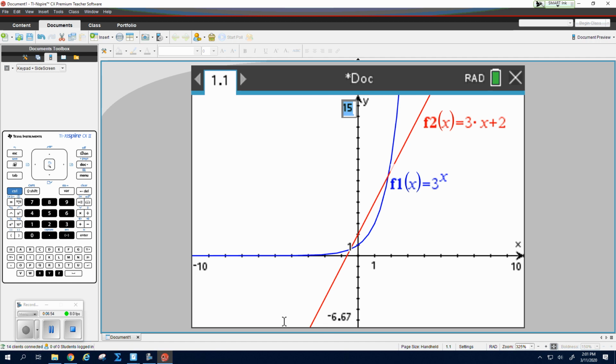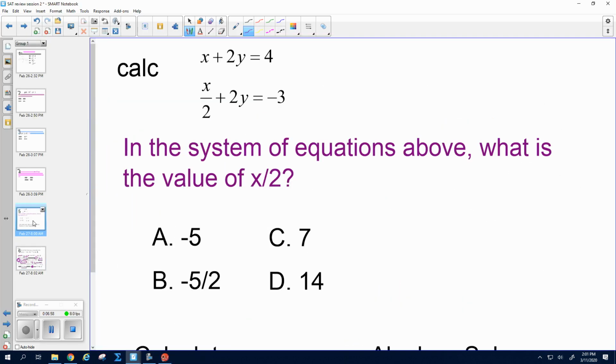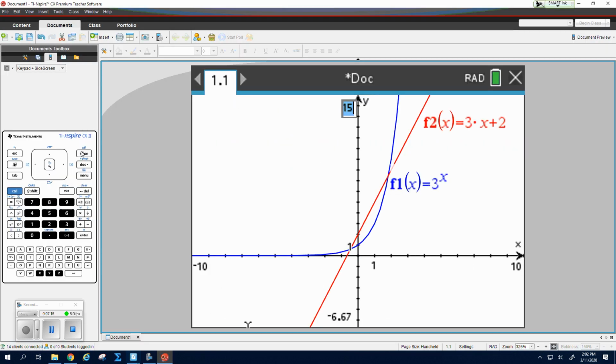The next one I want to show you guys is a good trick. If they give you a system of equations, there's a super cheat way to do it on this calculator that is very helpful. So everybody with me? Go to calculate.